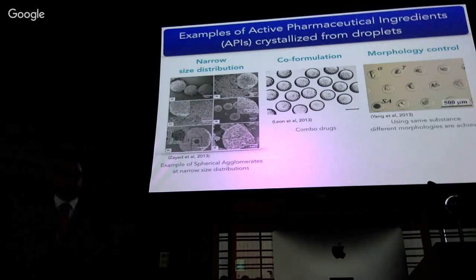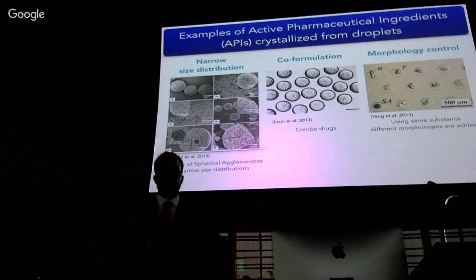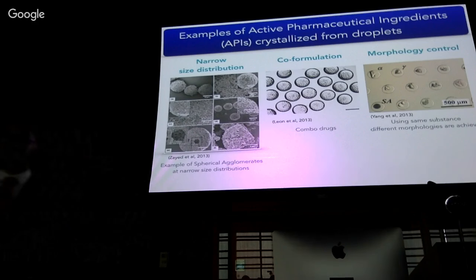Some examples are crystals that look something like this. You can see the narrow size distribution, so all of them have a similar size. We can also generate co-formulations, like in this case, where we have a combo of 2 pharmaceuticals. You can see that these particles look like golf balls, and this is because they have chemicals inside.